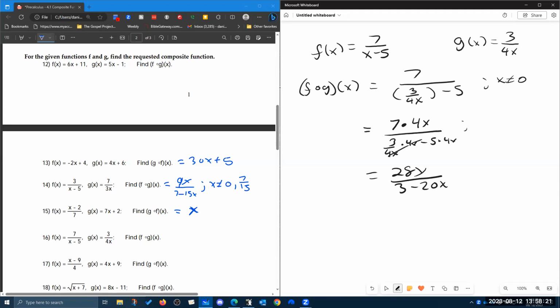It does the same thing as making a common denominator and then multiplying by the reciprocal. And so I've got 3 minus 20x can't be 0. So 20x can't be equal to 3, and x can't be 3 over 20. So x can't be 0 or 3 over 20.